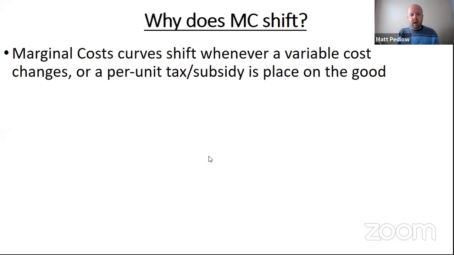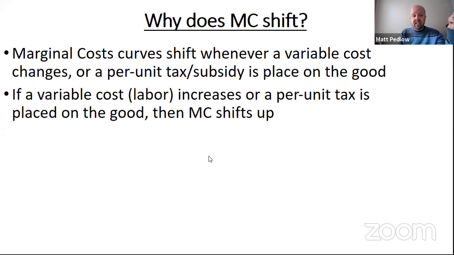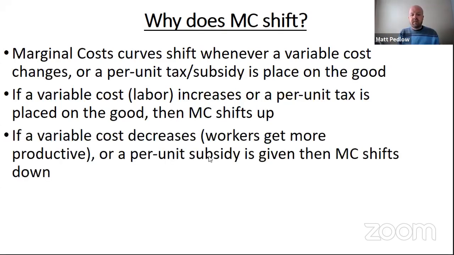Okay, last thing for today, why does a marginal cost curve shift? Important stuff. It shifts when a variable cost changes or there's a per unit tax or a per unit subsidy. So if a variable cost increases or there's a per unit tax, marginal cost shifts up. It goes directly up. And if, let's say, your workers get more productive, that decreases your marginal cost. Each additional worker gets cheaper and cheaper. They can make more t-shirts for you.